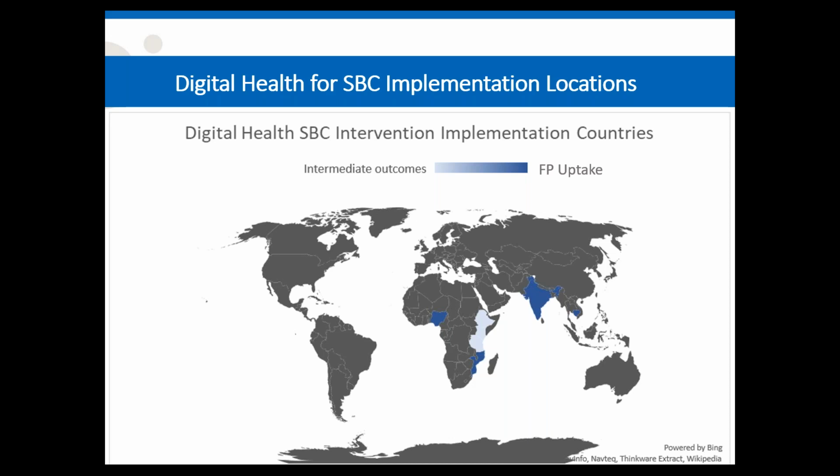Next slide. So this just shows where the studies were implemented. In dark blue, you see those that looked at behavior change. So those were in Cambodia, India, Mozambique, and Nigeria. And studies that showed only intermediate outcomes were implemented in Kenya, Tanzania, Hong Kong, and Ethiopia. Next slide.